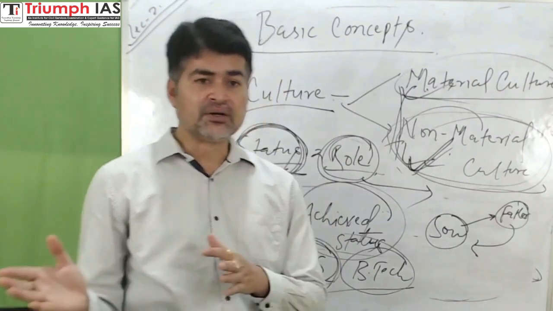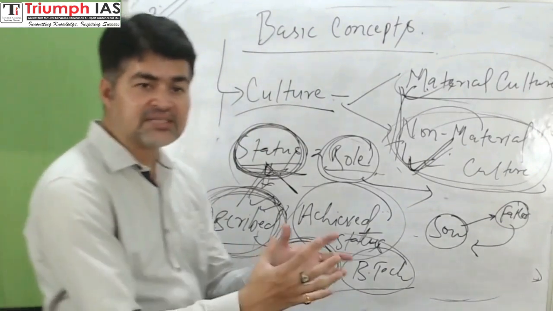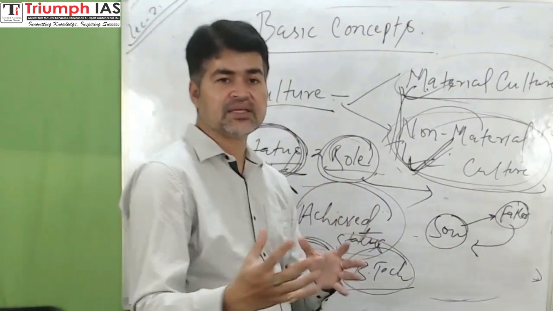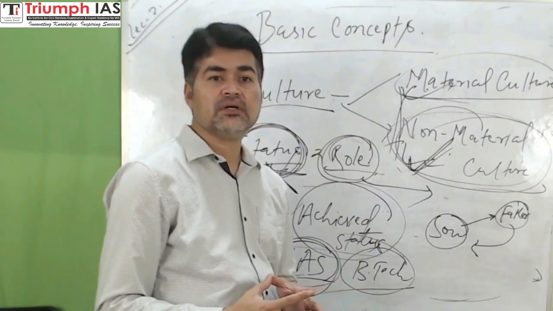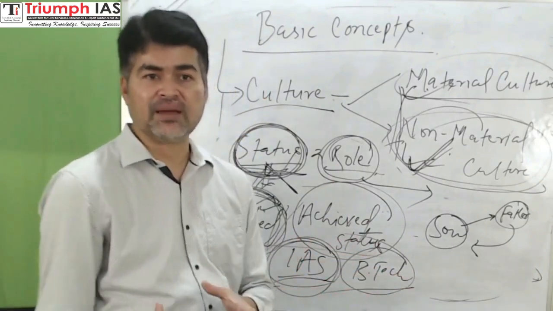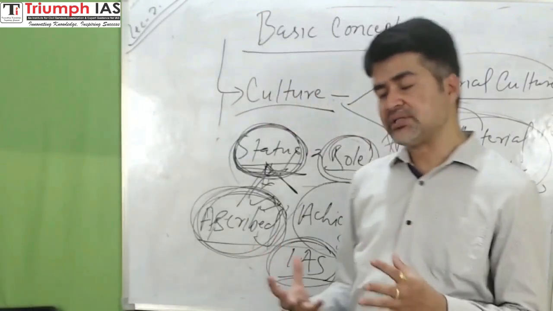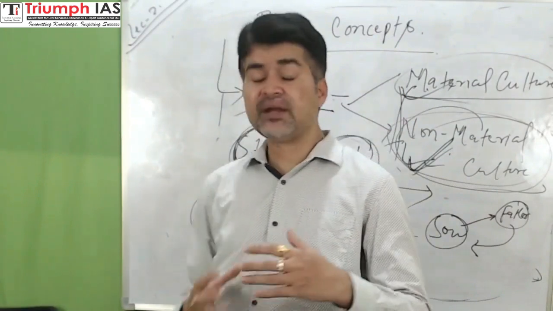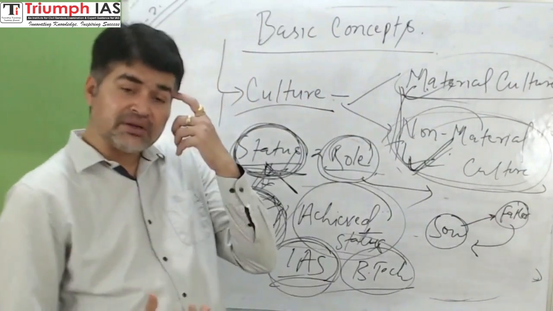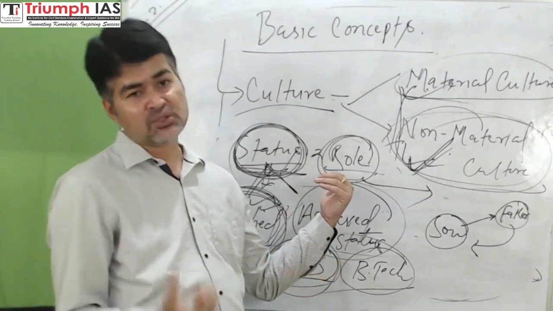Right. Instrumental roles are the roles which mobilize resources, right? For example, in traditional society, the role of male members of the family as breadwinners, right? Such roles are referred to as breadwinner roles, that is instrumental role, right? Expressive role of women, instrumental role of men in traditional society.